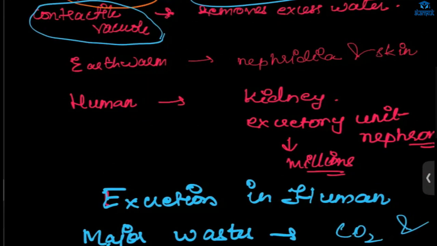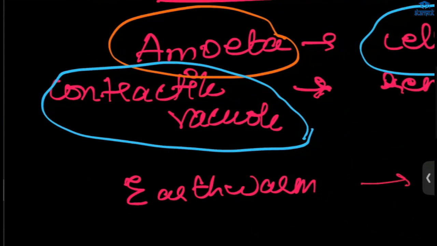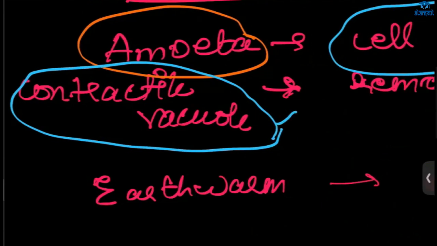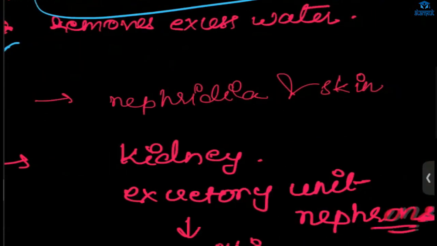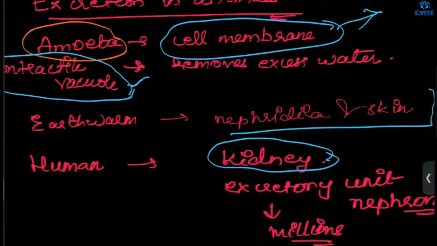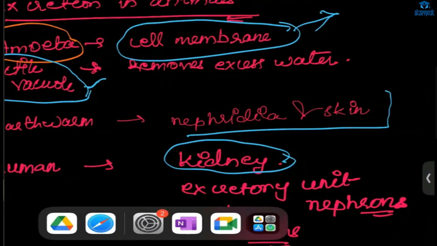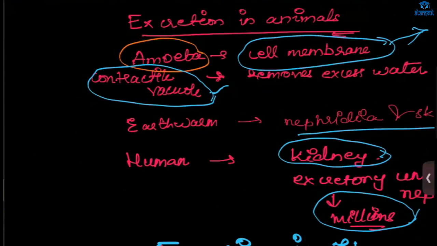Next, earthworm. Can you hear me? Yes. Ma'am, I wanted to answer about the vacuole. Contractile vacuole is present in amoeba. They remove excess water. Yes, ma'am. Then what about the earthworm? They have nephridia and skin. Us humans, we have kidneys, and the excretory unit is called the nephron. In the kidney there are millions of nephrons.